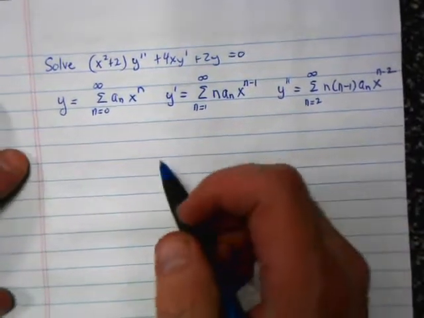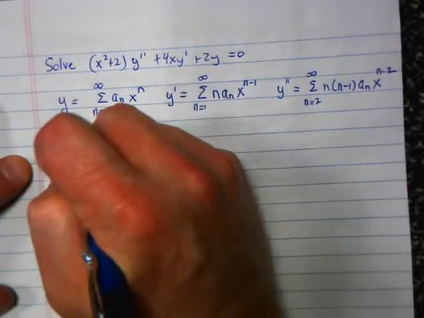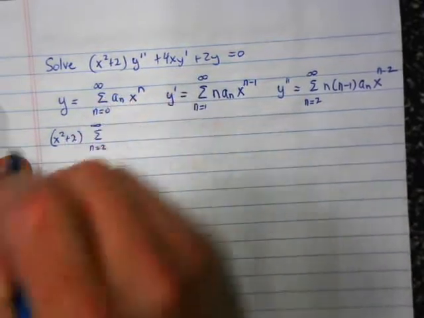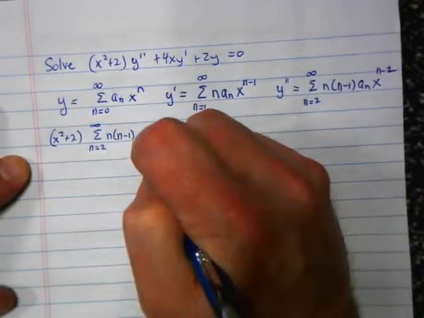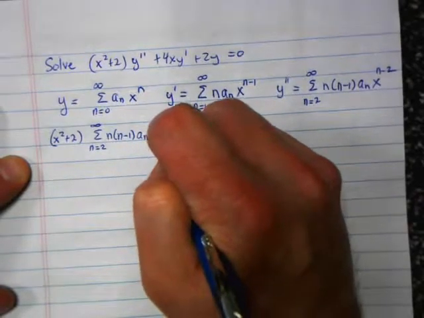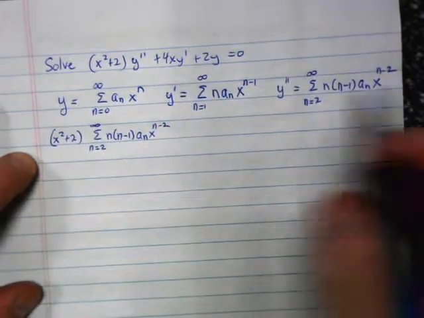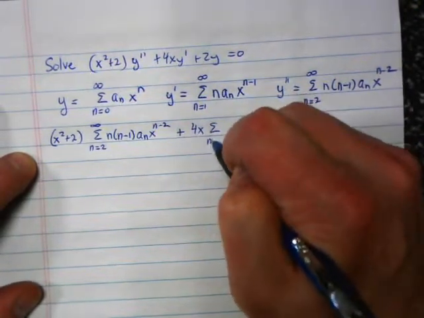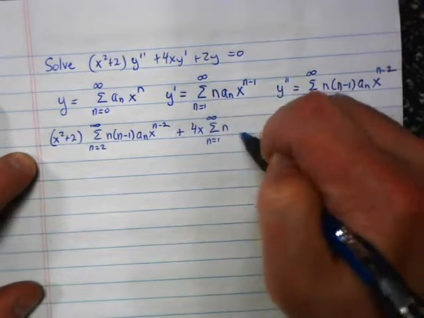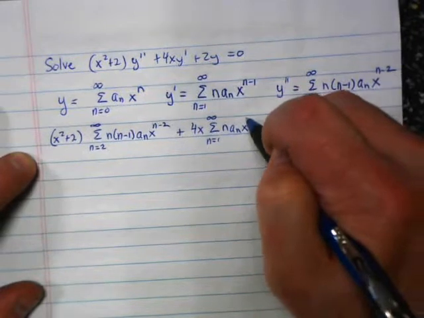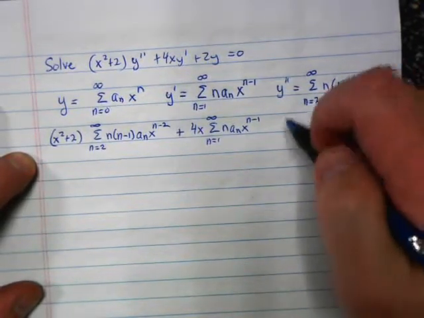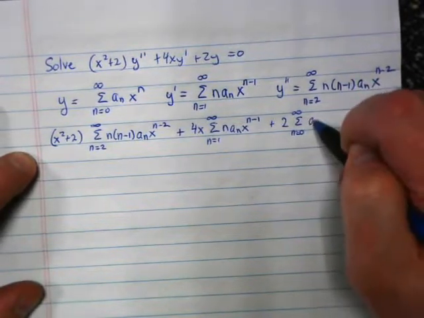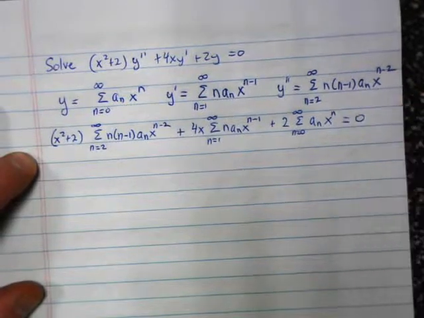We're going to have x squared plus 2 times the sum from n equals 2 to infinity of n times n minus 1, a sub n x to the n minus 2, plus 4x times the sum from n equals 1 to infinity of n a sub n x to the n minus 1, plus 2 times the sum from n equals 0 to infinity of a sub n x to the n, equals 0.